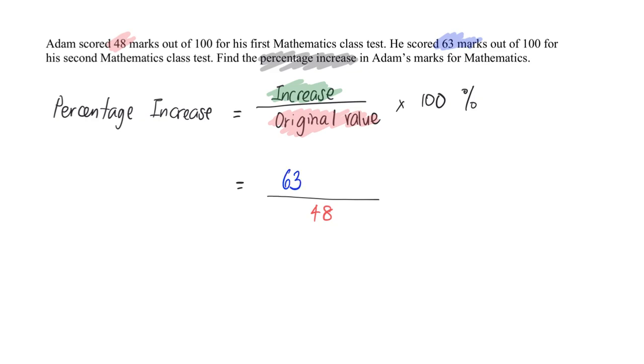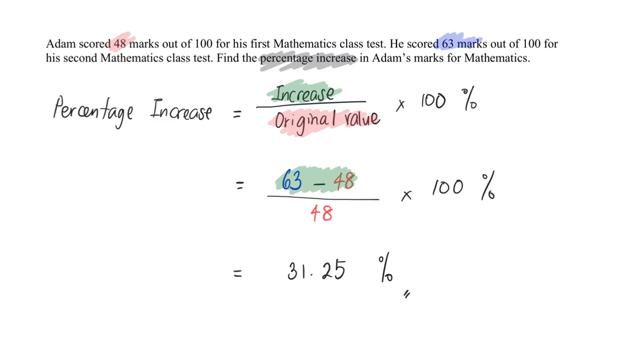So it's 63 minus 48. This will be the increase. After which, I still have to multiply by 100% because that is where we will get our percentage. And so, using my calculator, this would then give me a value of 31.25%.